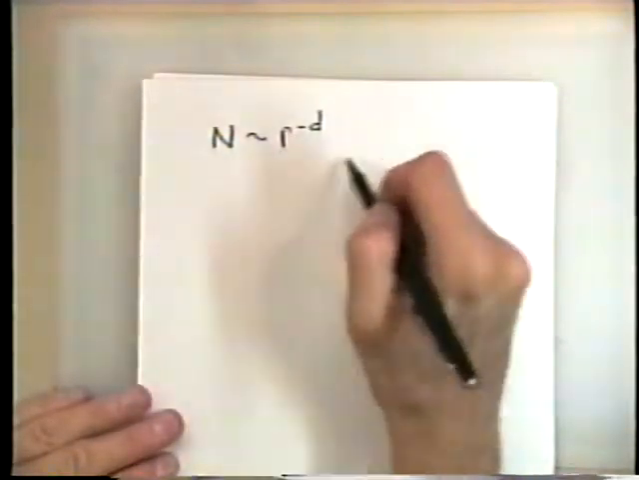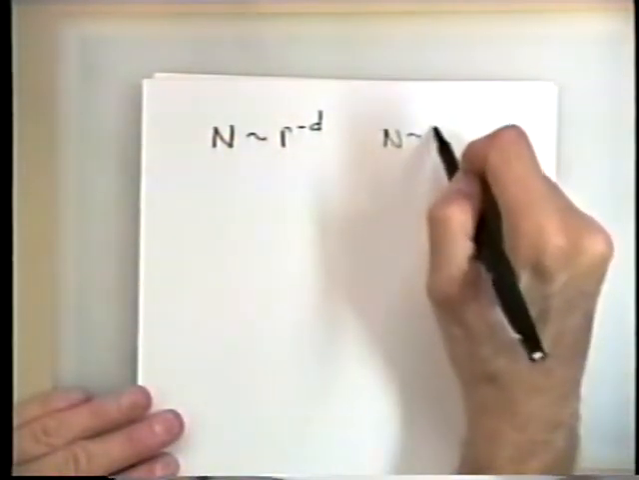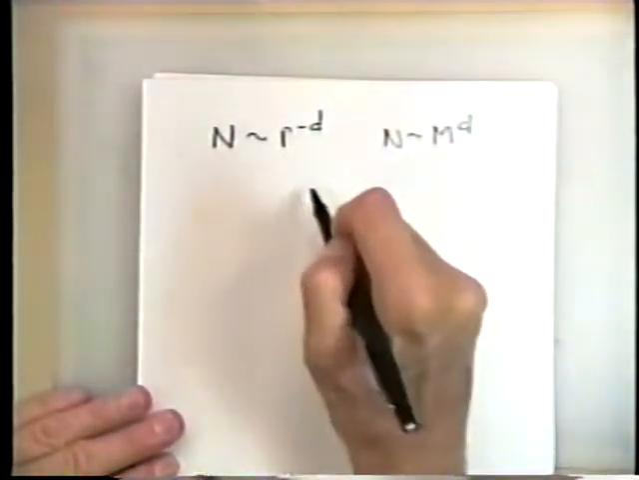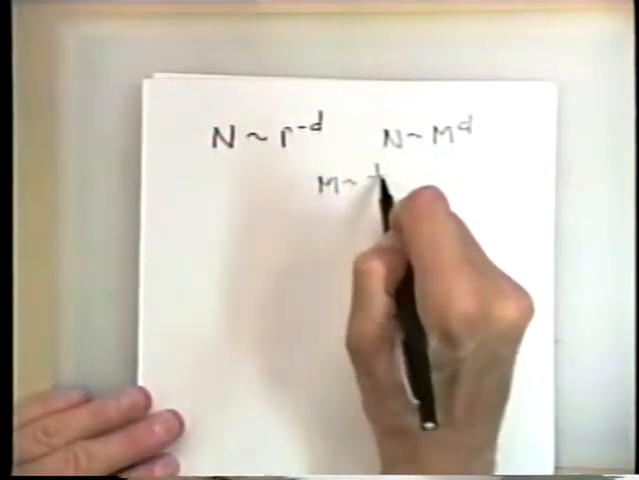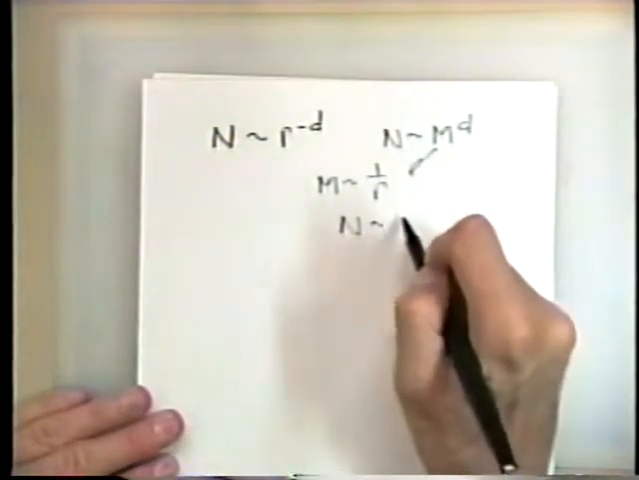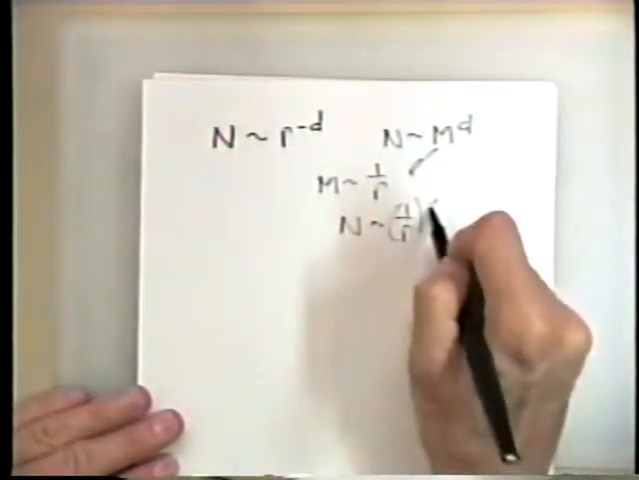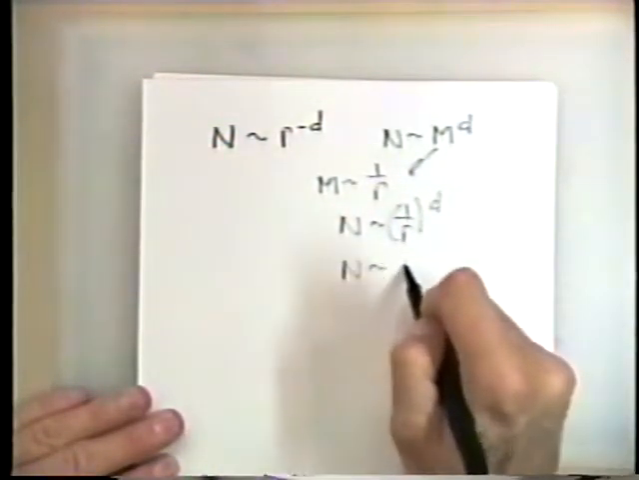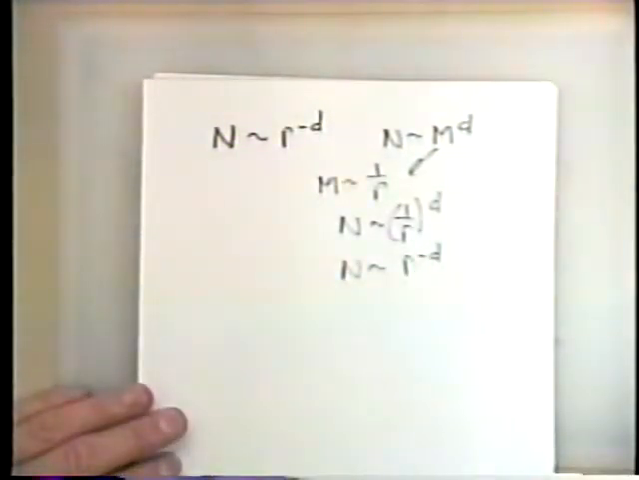So remember, we said the self-similarity dimension n goes like m to the d, and we said m goes like 1 over r. So if I put both of these together, I get n goes like 1 over r to the d, or n goes like r to the minus d.